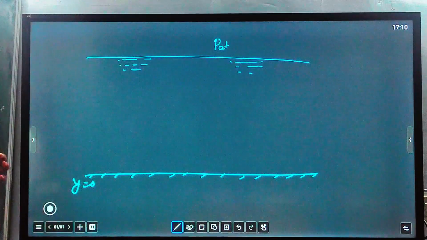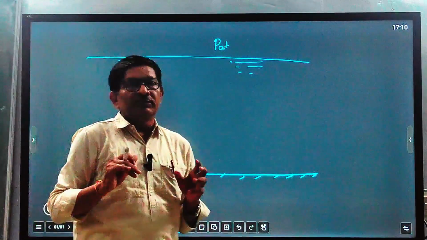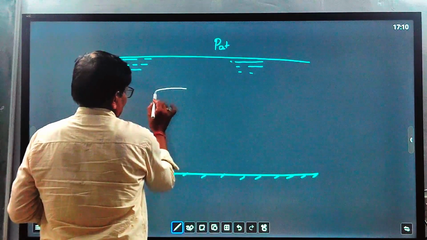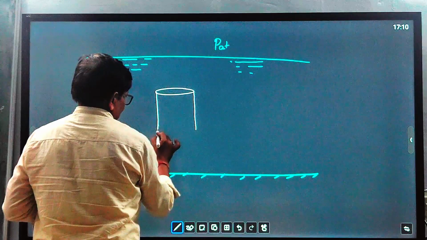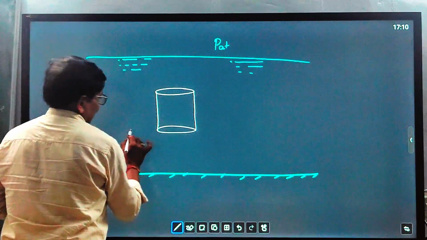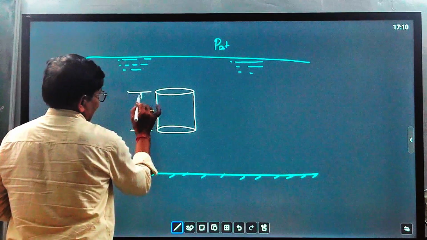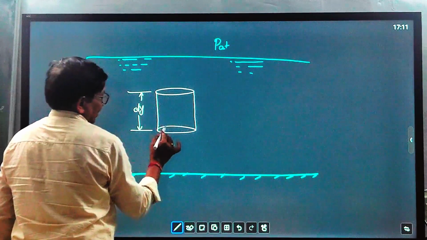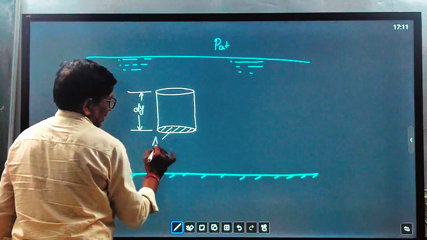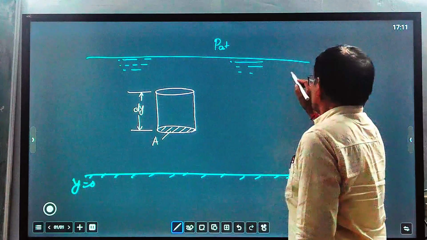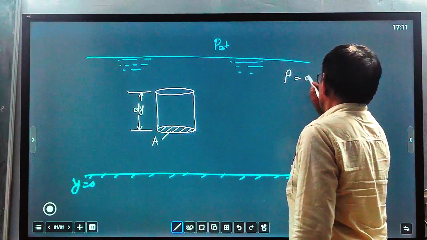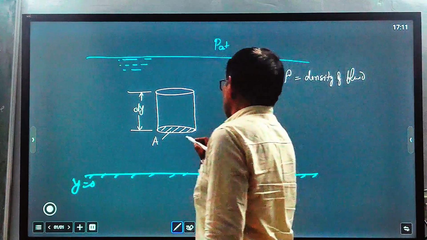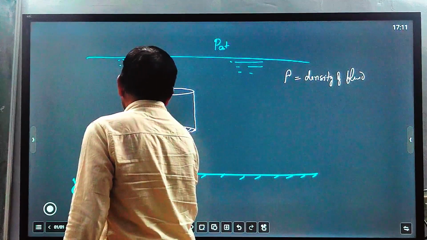And take a very small cylindrical element here, of length dy. This is the cylindrical element. The length of the cylindrical element is dy, and the area of this cylindrical element is A. Rho is the density of the fluid. And this is the height y from the datum.